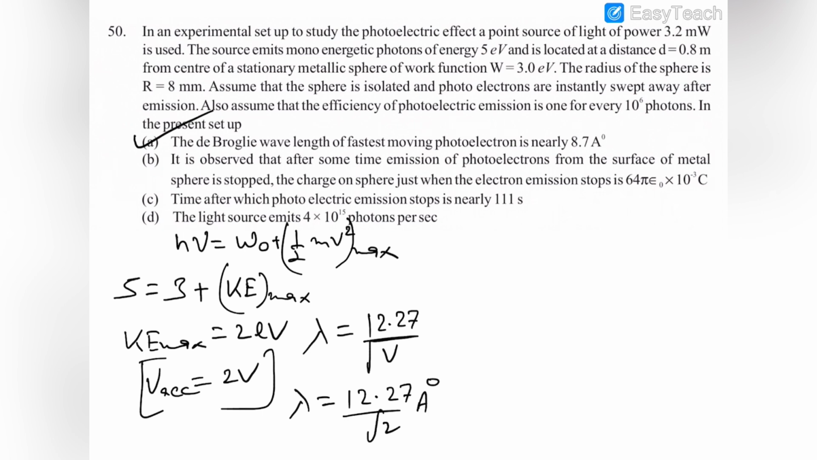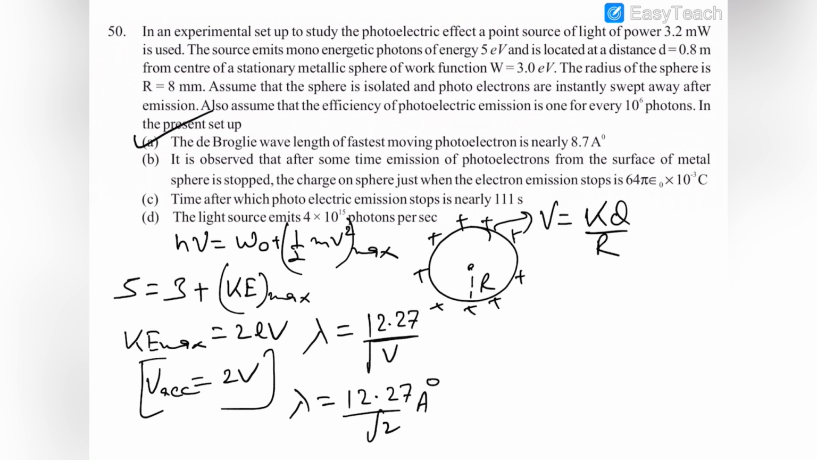Now option number B says that it is observed that after some time of the emission of photoelectrons from the surface of the metal, the emission stops, and the charge at that instant when emission stops is 64 pi epsilon naught into 10 raised to power minus 3 coulomb on the sphere. So what is happening here is that when this sphere is emitting photoelectrons, a positive charge is getting accumulated on its surface, due to which a potential is developed on the surface of the sphere, which is kQ by r.